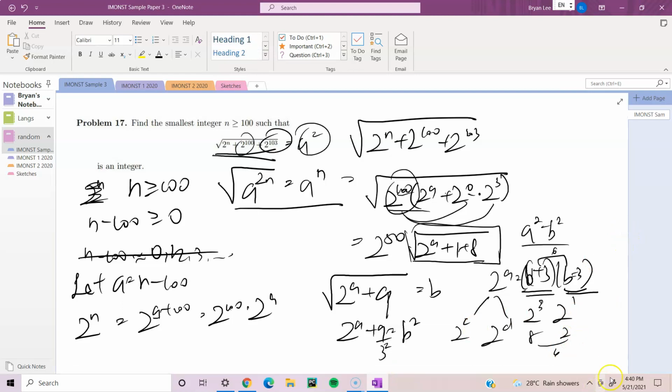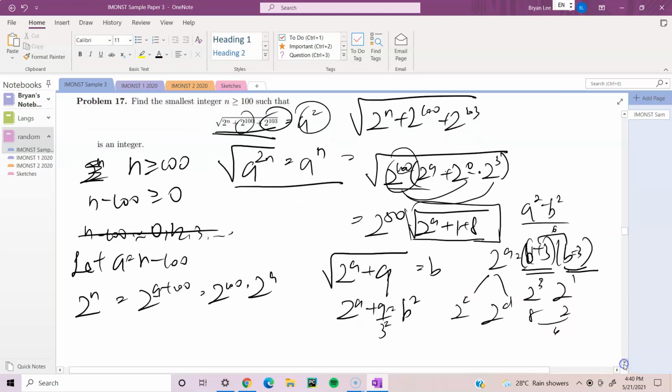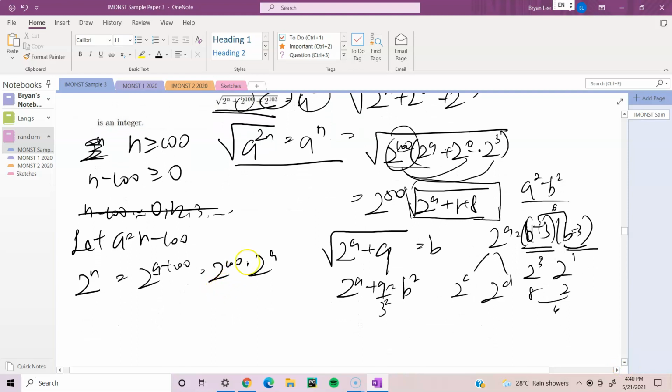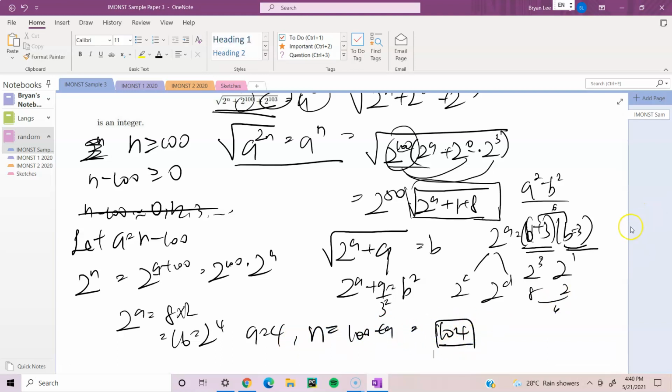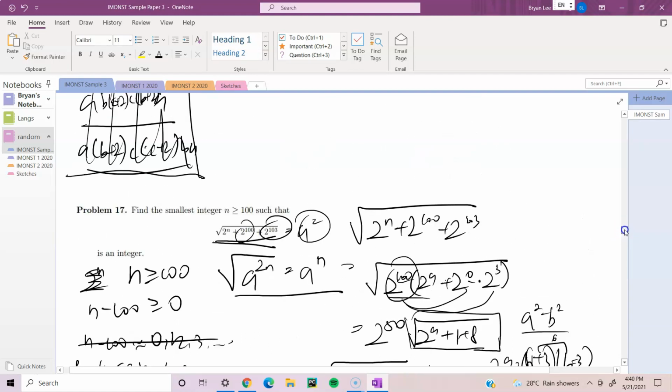So we know that, okay, give me a moment. We would have to write 2 to the power of a is equal to 8 times 2 equals 16, so a equals 4. Now, since a equals 4, n would become 100 plus a, which is 104. So this is the answer to question 17.